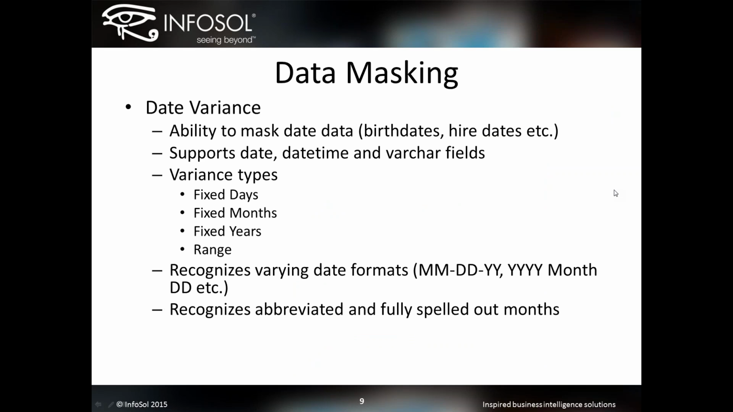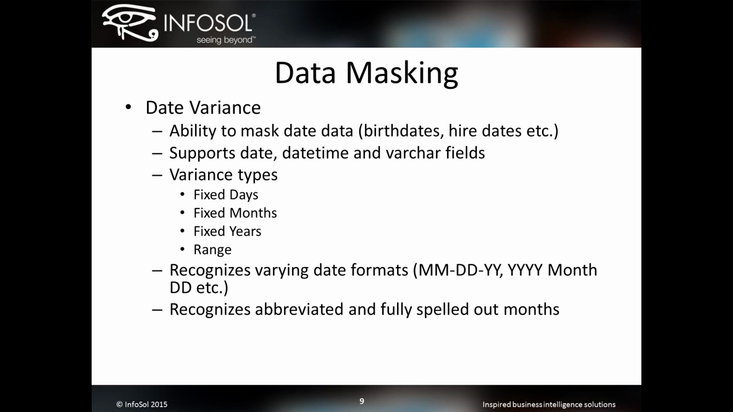Okay. So the date variance. This is now the ability to mask date data. So this would be birth dates, hire dates, whatever you need to mask. This supports the data types of date, time, and varchar fields for dates. The variance types are, you can say, within a certain range, fixed days, fixed months, fixed years, and you can also give it a range in this as well.